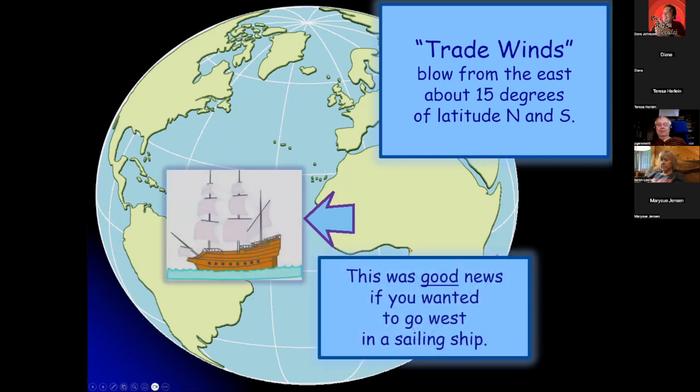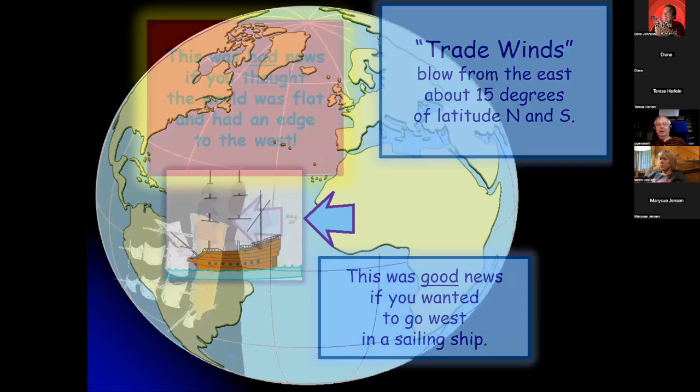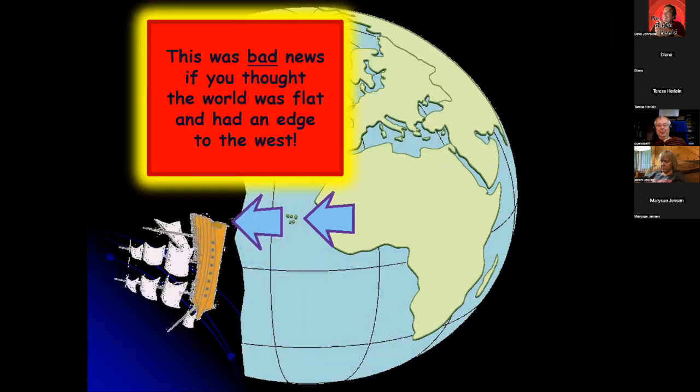Now, in Columbus's day, they didn't care much about rainfall on islands. What they cared about was that if you wanted to go west in a sailing ship, a wind that always blows from the east is good news, or is it? I mean, it's terrible news if you think that the world ends somewhere out there and the wind is always blowing from the east, because your sailboat can't sail against the wind.